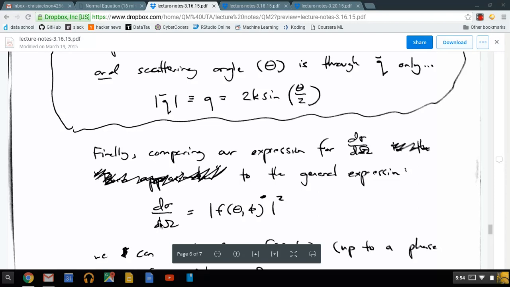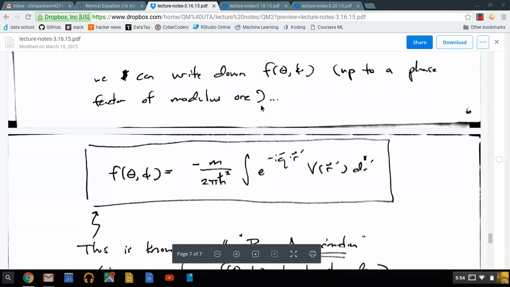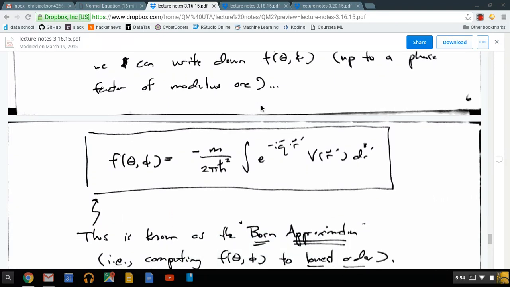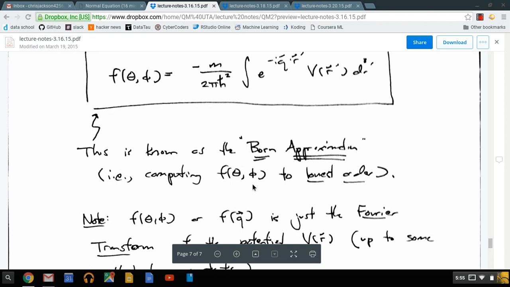Okay, and so finally we can compare our expression for the differential cross section to the general formula that we derived a couple times ago for the cross section in terms of the scattering amplitude. Up to some phase factor that we don't really care about, we can extract an expression for the scattering amplitude, and it looks something like this. So we just take away the modulus squared, and this is what we call the scattering amplitude in the Born approximation. Okay, so this is known as the Born approximation because basically what we've done is we've computed this scattering amplitude to lowest order.